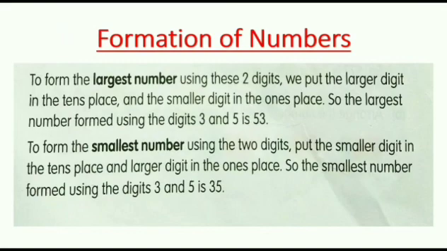This is the largest. How? Because it has 5 tens and 3 ones. So 5 tens is a big number. And if we form the smallest number using these two digits, we put the smaller digit in the tens place and the larger digit in the ones place. So the smallest number formed using the digits 3 and 5 is 35, because it has only 3 tens and 5 ones, and 3 tens is smaller.